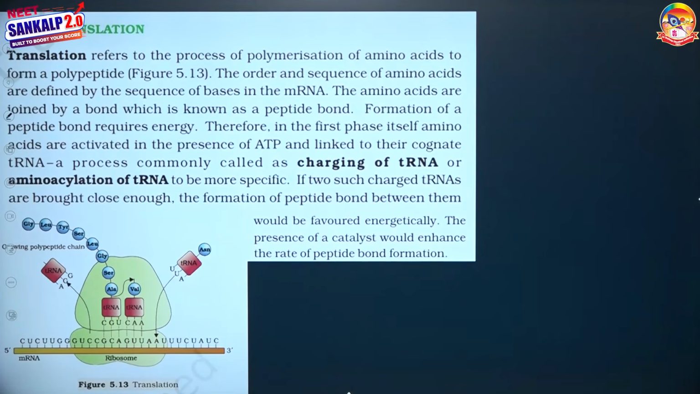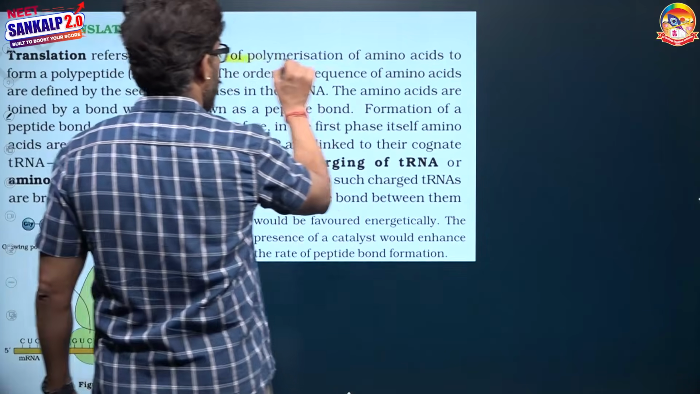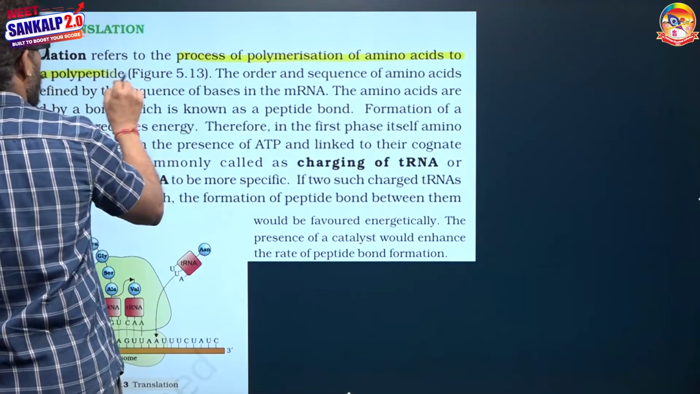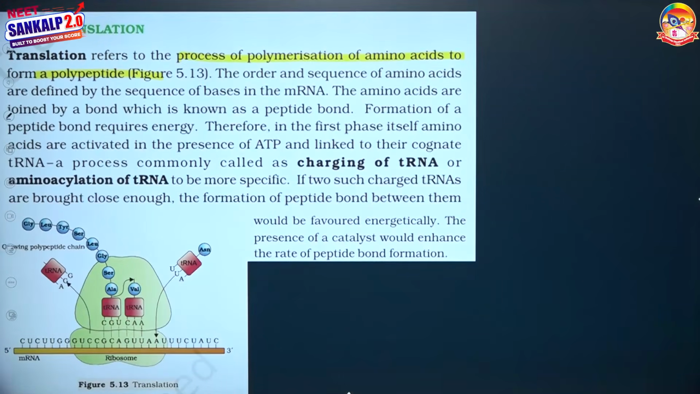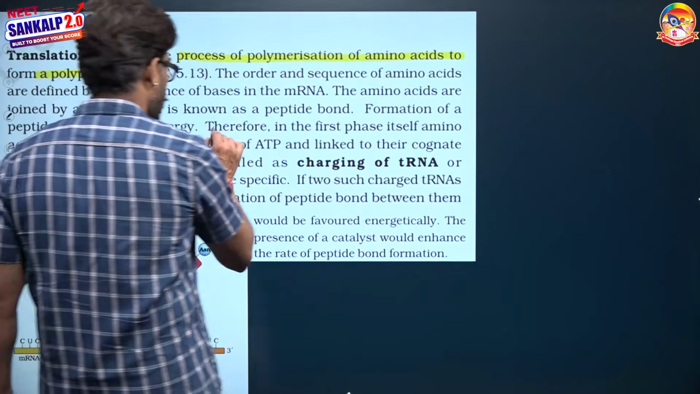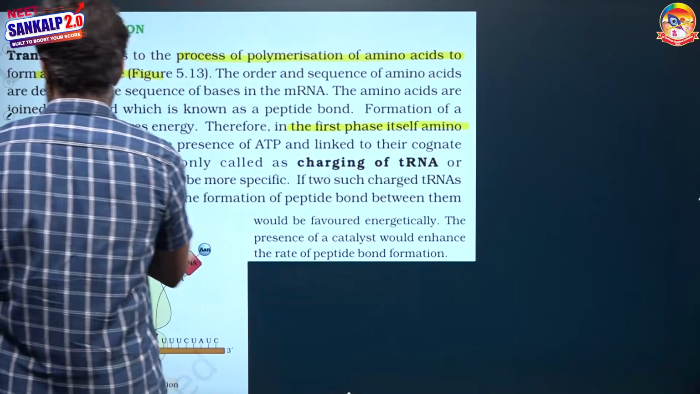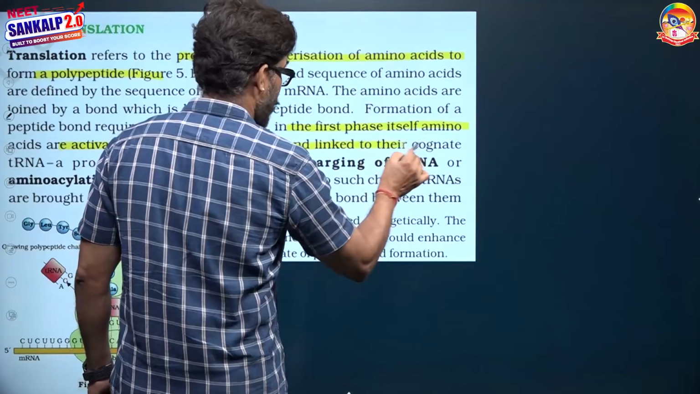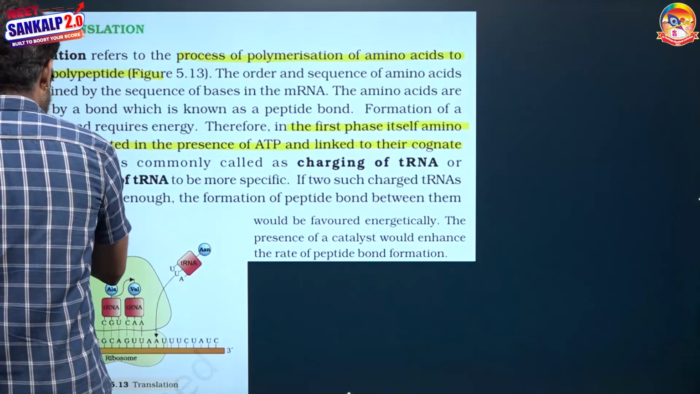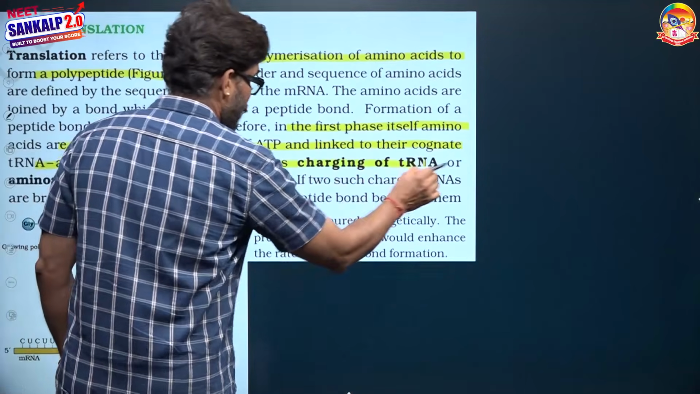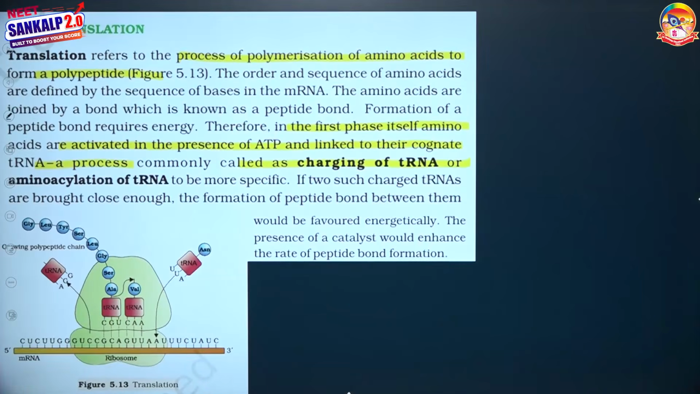Then translation. The process of polymerization of amino acids to form a polypeptide is called translation. The order and sequence of amino acids are defined by the sequence of bases on messenger RNA. The amino acids are joined by a bond called the peptide bond. Formation of the peptide bond requires energy. Therefore, in the first phase itself, amino acids are activated in the presence of ATP and linked to their cognate transfer RNA. This process is called charging of the transfer RNA or aminoacylation of the transfer RNA.